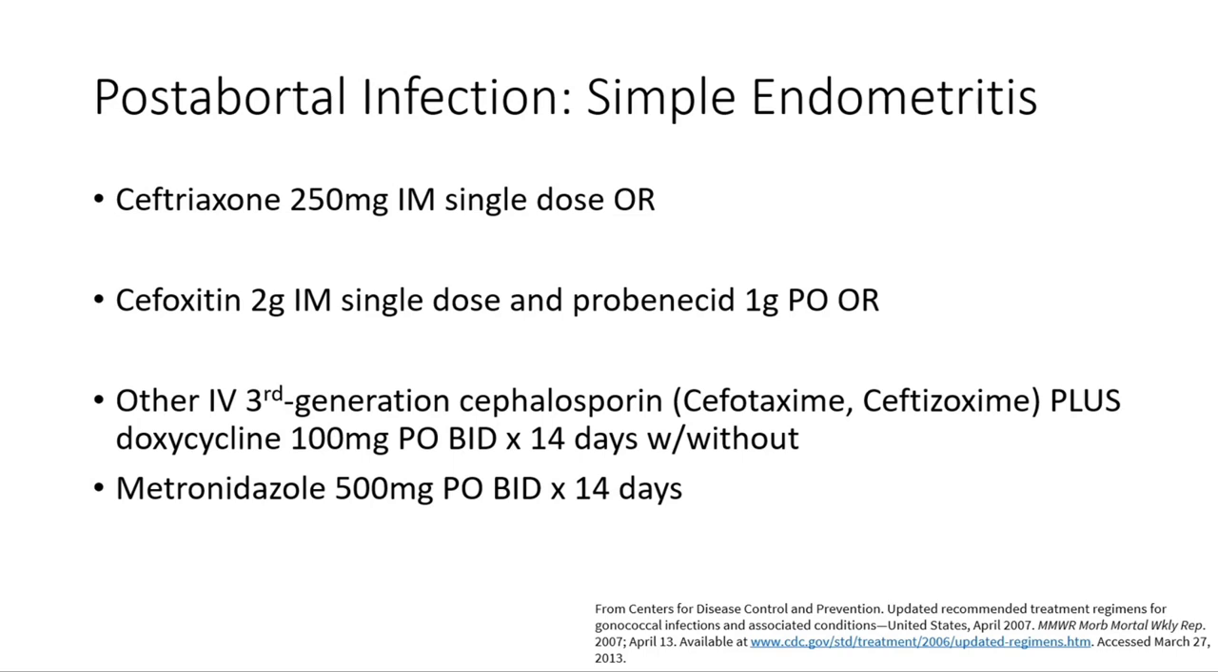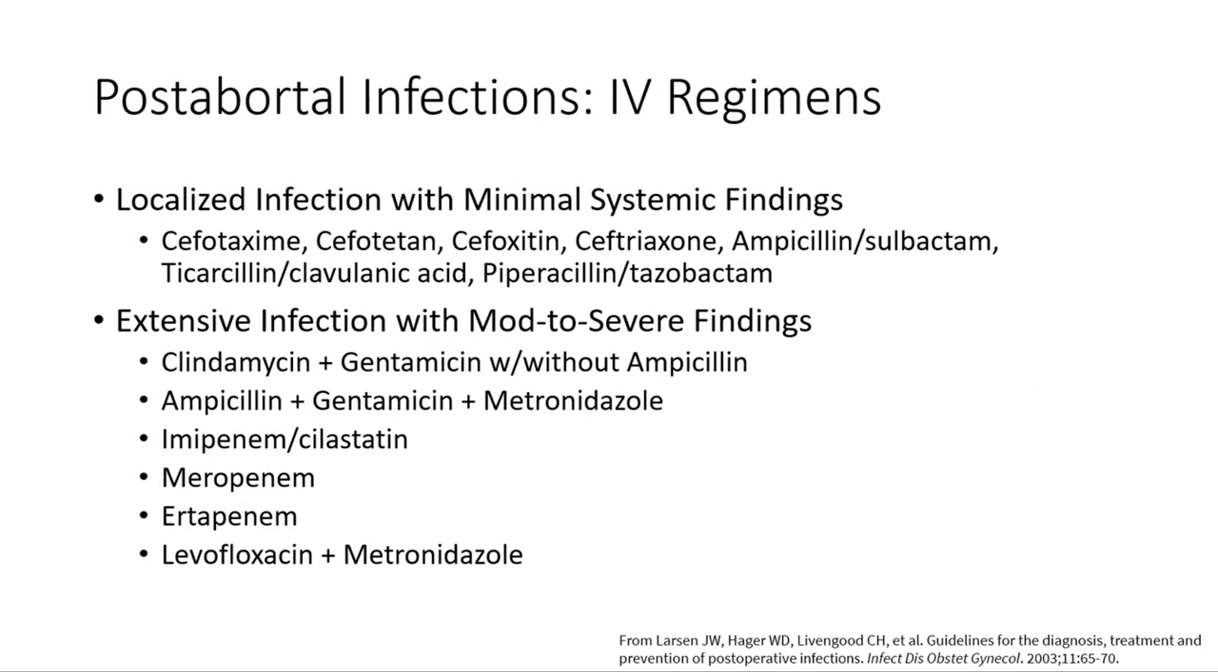Some of the regimens that they talk about: for simple infection, because it's potentially like one dose and then you discharge them, one dose intramuscular ceftriaxone or cefoxitin or any of your other third generation cephalosporins plus an oral regimen for 14 days with or without the addition of Flagyl. For more aggressive parenteral therapy, IV regimens for localized infection with minimal systemic findings, again our good old second and third generation cephalosporins, your Unasyn or Pip-Tazo. For more extensive infection with moderate to severe findings, again we see back our aggressive regimen with clindamycin, gentamicin, and ampicillin, with the addition of your carbapenem, especially if you know the patient's already colonized with an ESBL organism.